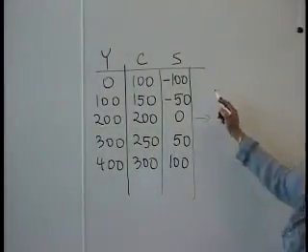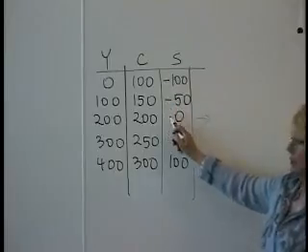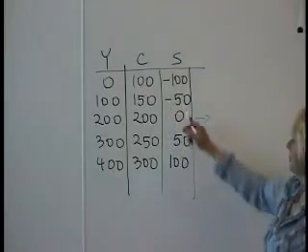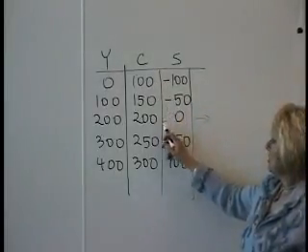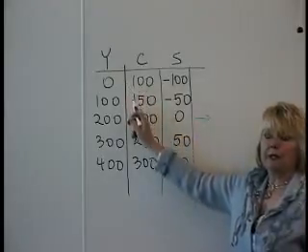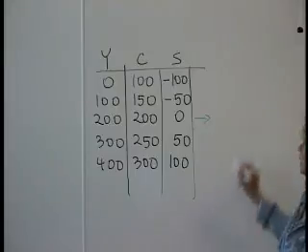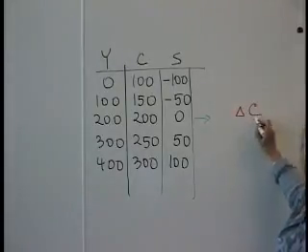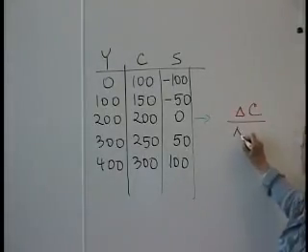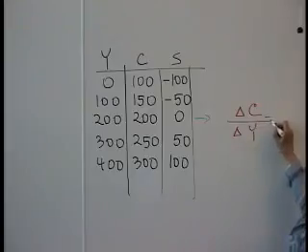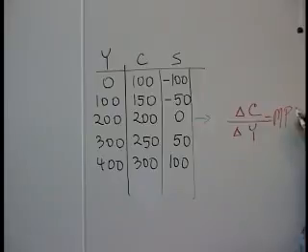You will see that these changes are equal. Consumption goes up by 50 whenever your income goes up by 100. Now the change in C, consumption, divided by the change in income, is going to be called your marginal propensity to consume, or MPC. So change in C over change in Y is going to be your MPC.